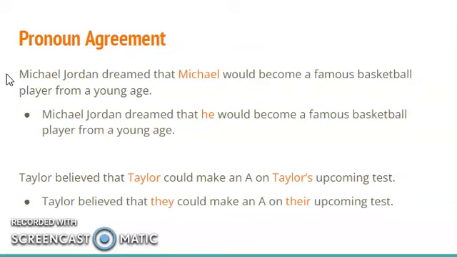And we know that Michael Jordan is a male who identifies with the pronouns he, him, his. And so we will be replacing the second Michael with the appropriate gendered pronoun that is singular. So then the sentence becomes, Michael Jordan dreamed that he would become a famous basketball player from a young age.